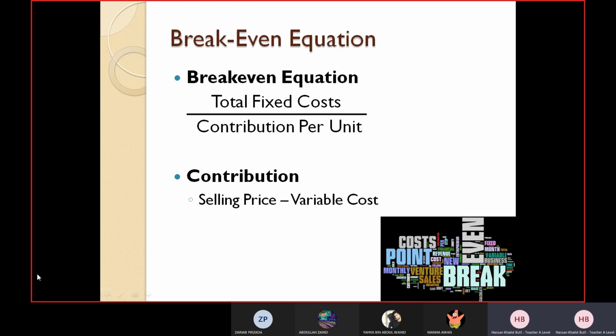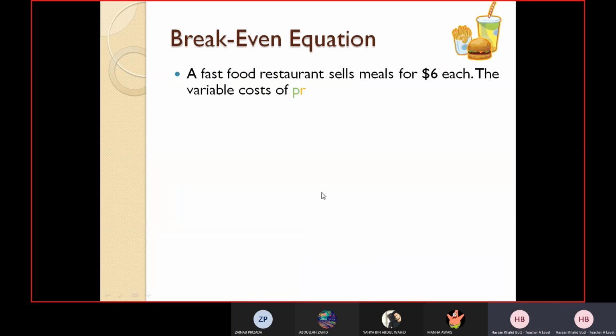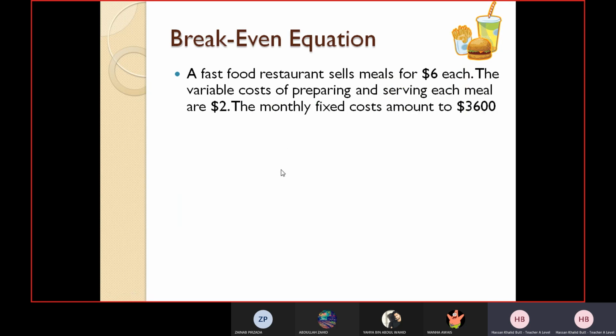All right, now this is a question and you will be doing it, okay? So just see, let me read it for you. A fast food restaurant sells meals for $6 each, okay? The variable costs of preparing and serving each meal are $2. The monthly fixed costs amount to 3600. This is the data given to you, right?